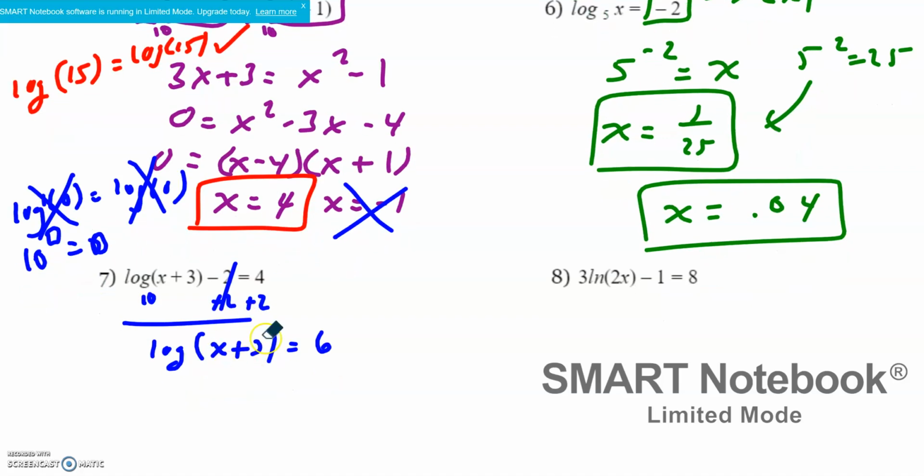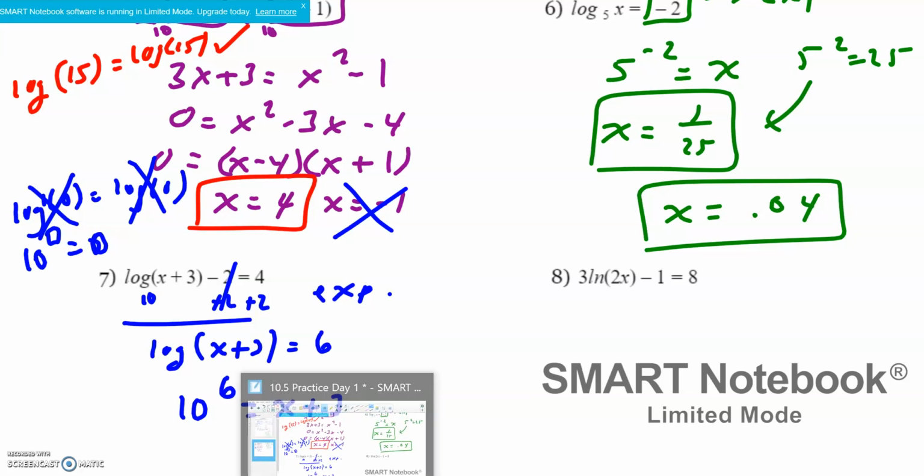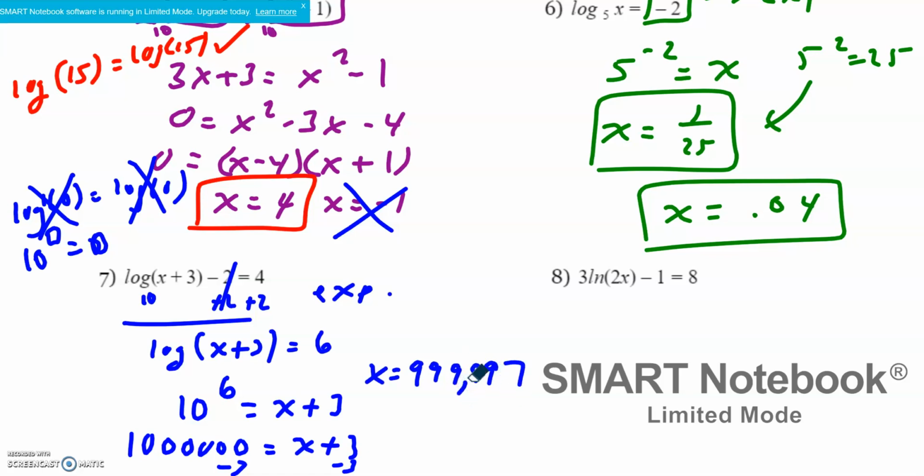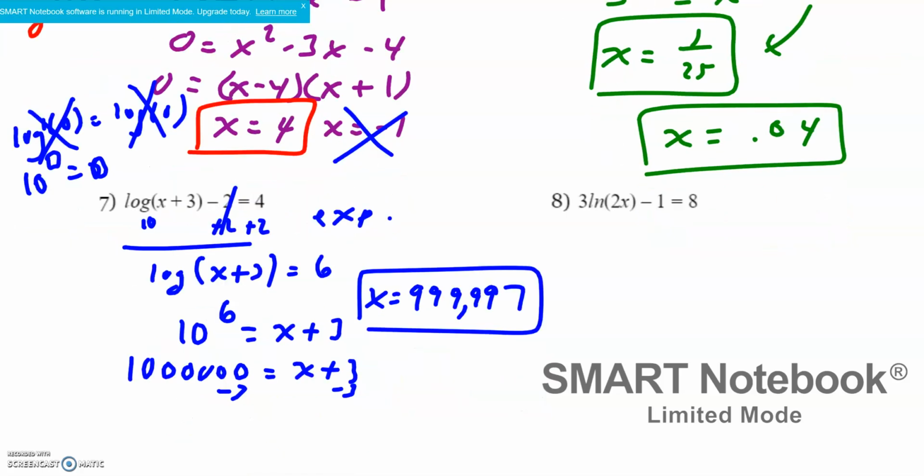And now that we have the log isolated, we can treat it like number 6. We have a log, let's write it as an exponent and see if we can solve. The base of this log is 10, the exponent of this log is 6, and that's equal to x plus 3. So 10 to the 6 is quite large. We got a 1 and 6 zeros equals x plus 3. So my final answer, if I subtract my 3 over, is quite a large number. We got our final answer, 999,997.